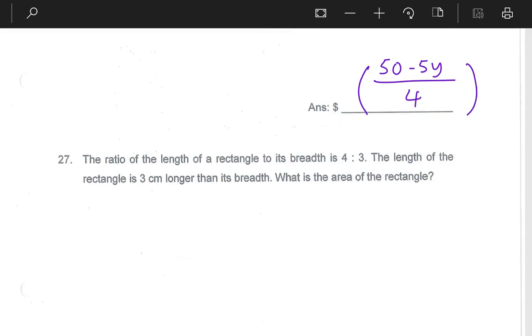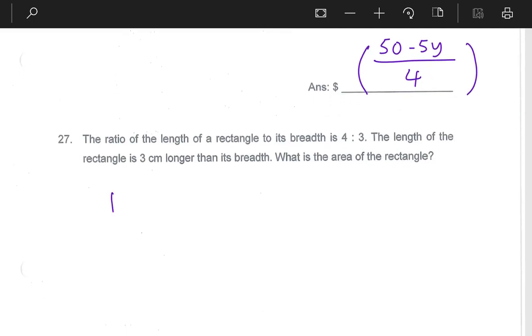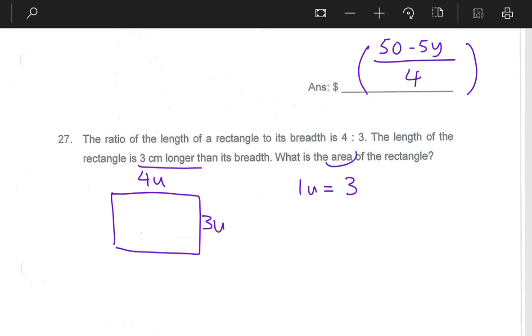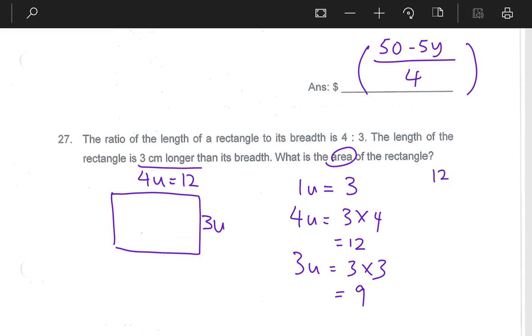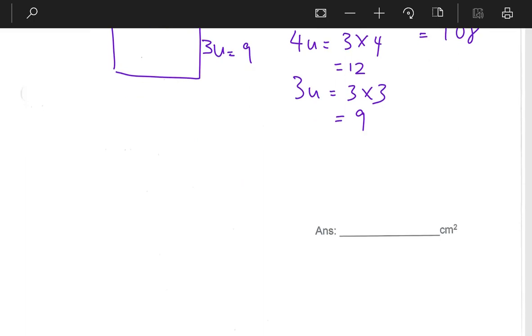Okay, now question 27, you have got a rectangle and the length to breadth is 4 units to 3 units. And of course the difference is 3 cm longer. So 1 unit is actually equal to 3. And you need to find the area. Now to find the area, let's find out 4 units and 3 units first. 4 units will be 3 times 4, which is 12. And 3 units will be 3 times 3, which is 9. Area will be length times breadth, right? So you have your 12, you have your 9, and you multiply them, you will get your area of 108 as the answer.